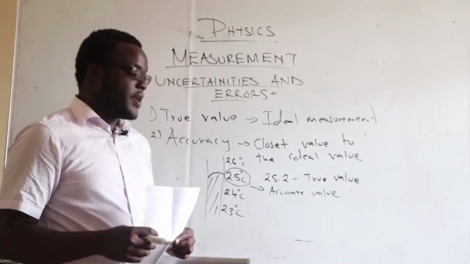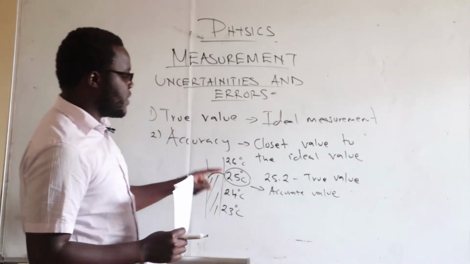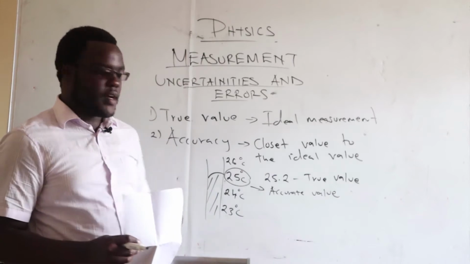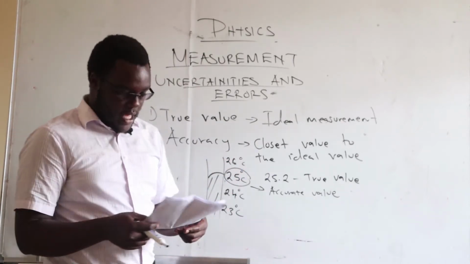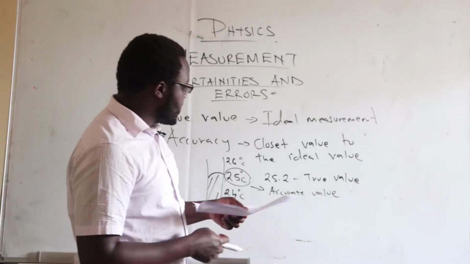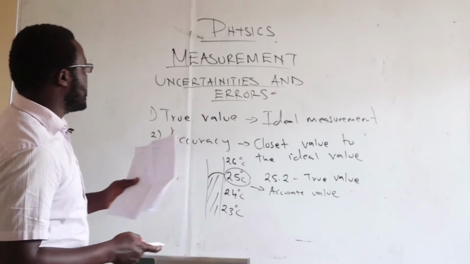So we have the true value and the accurate value. From the reading, we can only get an accurate value that is closer to the true value, since we are working with an analog type of device. So when you're talking of uncertainty, we now define what uncertainty is. Consider this.